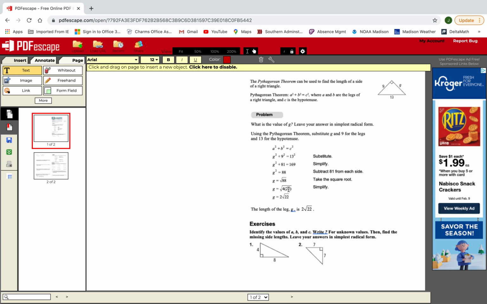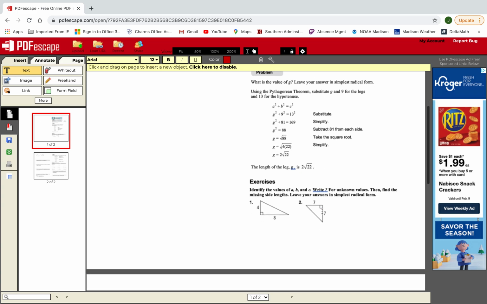88 is 4 times 22, and 4 is a perfect square. So 4 is 2 times 2, so that pair of 2's can come out front as a 2, and 22 stays home. So you end up with g being 2 times the square root of 22, or 2 root 22. All right, so let's practice that on a few exercises.